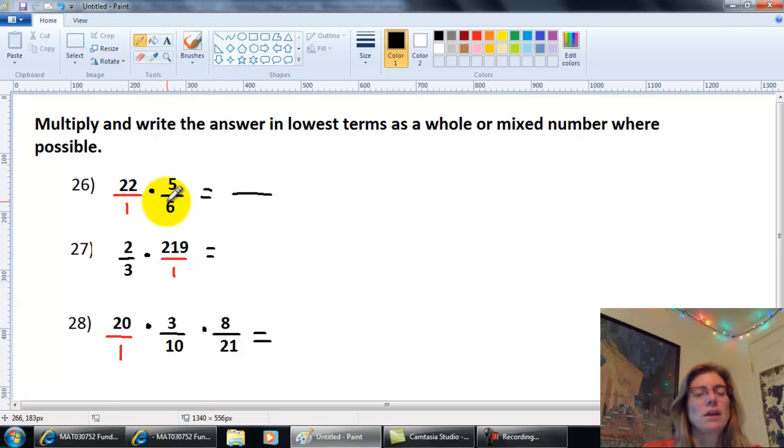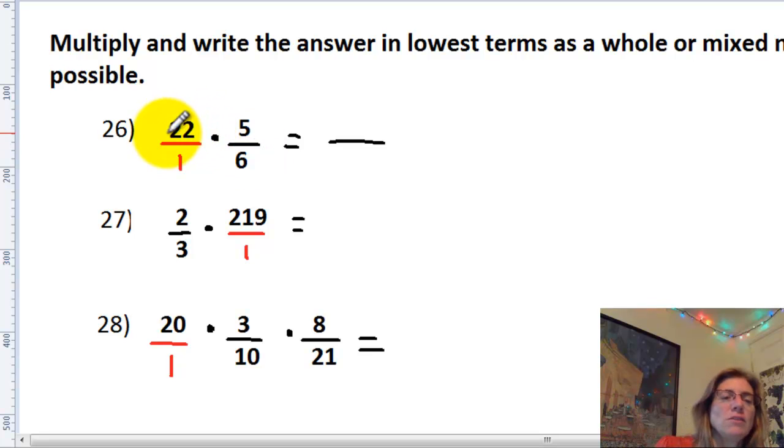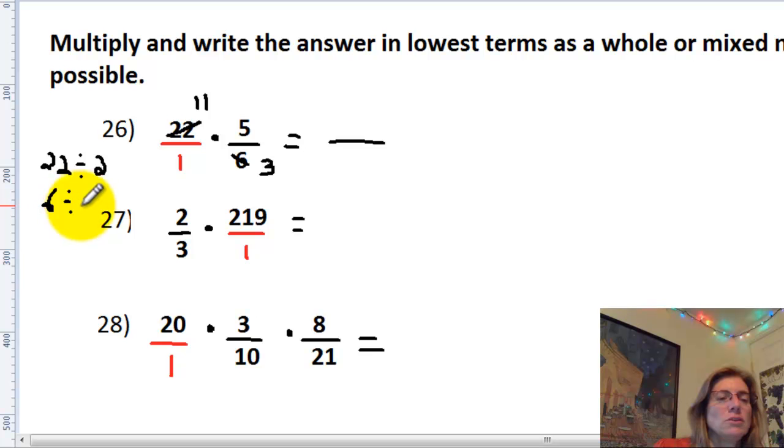However, we can use our cross-canceling or cross-reducing, however you want to look at it. In this case, if I were to cross that out and divide by 2, I'd have 11. And if I cross that out and divide 6 by 2, I would have 3. So I did 22 divided by 2, and I did 6 divided by 2. And that will give me then 55, because 11 times 5 is 55, 1 times 3 is 3.